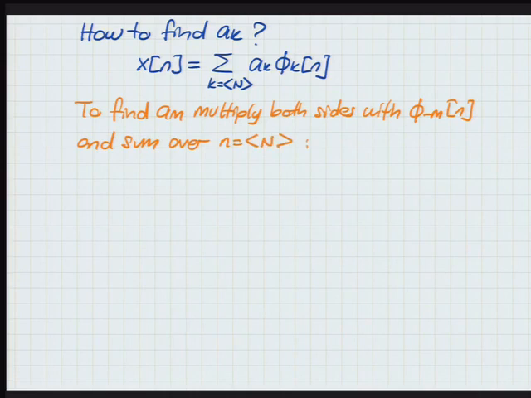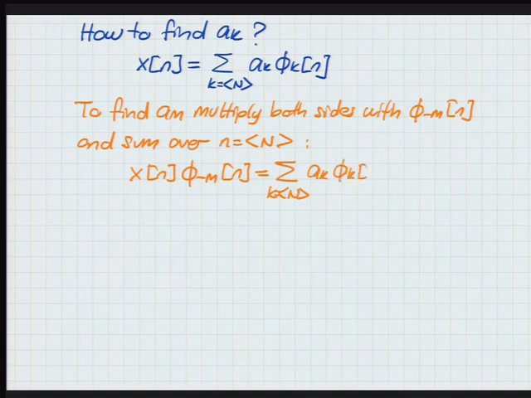So what does that result in? You take x of n, multiply it with phi minus m of n, and the right hand side becomes again the sum of a sub k phi k of n times phi negative m of n. But the last property we saw said that if I multiply two of these phi functions, it's the same as adding their indices. That was property 4 in what I just showed you. So this is the same as phi k minus m of n.